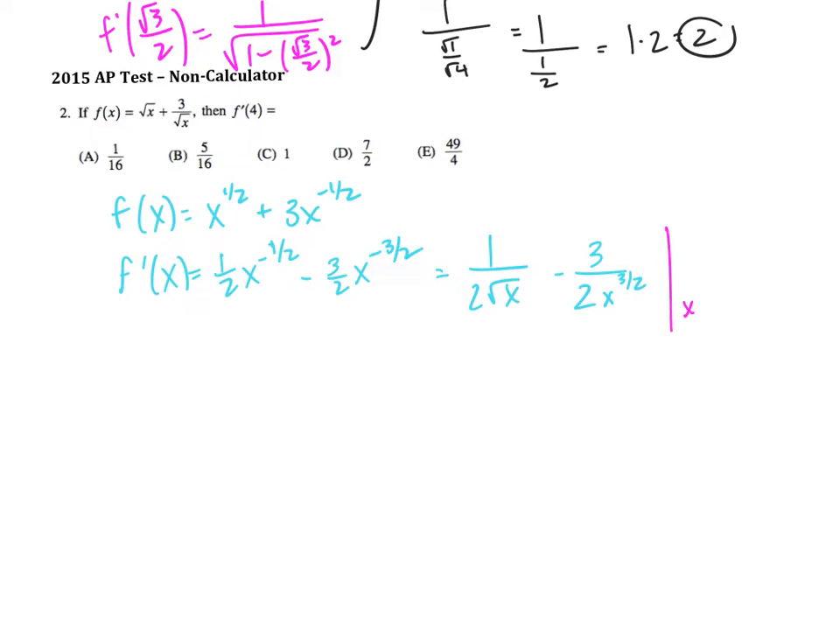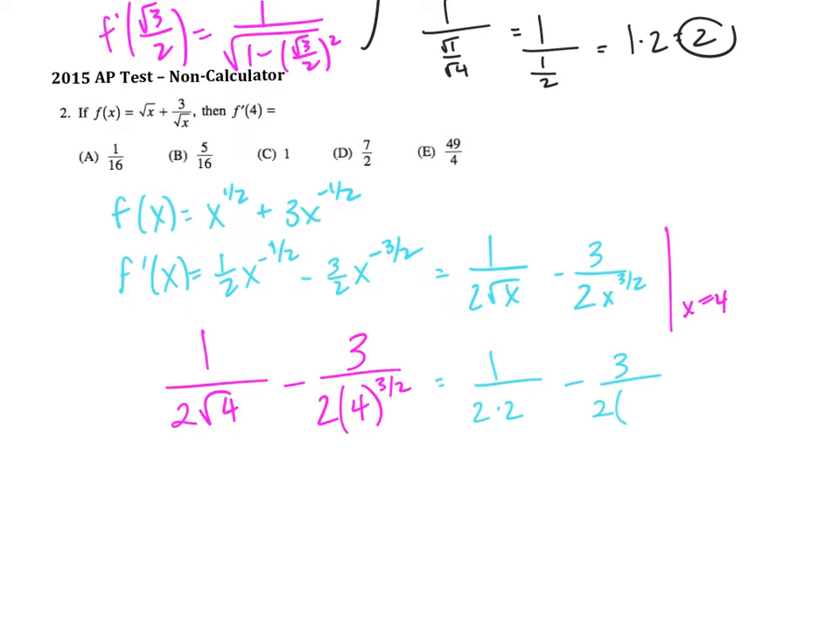They want to evaluate that when x is 4. So I'd have 1 over 2 root 4 minus 3 over 2 times 4 to the 3/2. Okay, this is going to get me 1 over 2 times 2 minus 3 over 2 times 4 to the 3rd power square rooted. You could do 4 cubed, or you could do the square root of 4 first. I'm going to do the square root of 4 is 2. 2 cubed is 8. So I'm going to have 1/4 minus 3/16. That's the same as 4/16 minus 3/16, getting me an answer of 1/16.